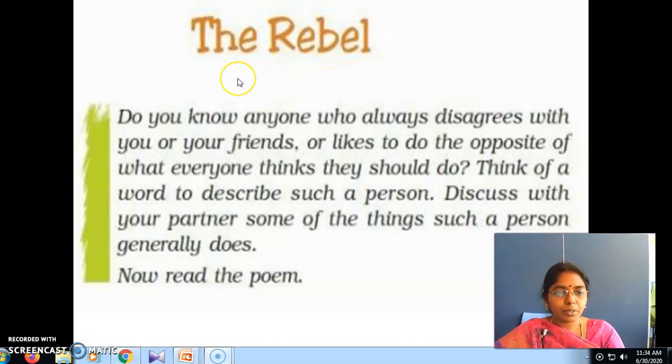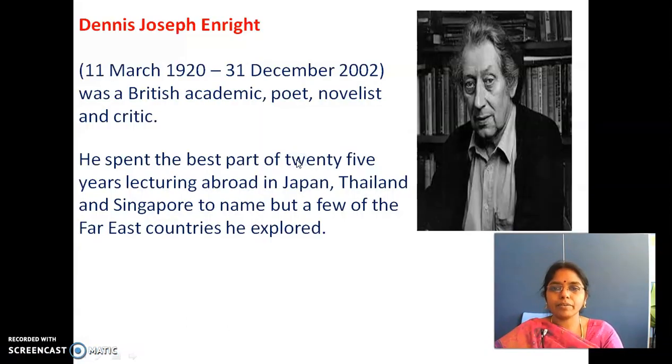Before entering into the poem, we have to see about the author and the definition of the rebel. Right? Shall we? Now we'll move on to the next slide. Who is the author, dear? D.J. Enright. In your book, it is given D.J. Enright. Dennis Joseph Enright. He lived between 11th March 1920 and 31st December 2002.